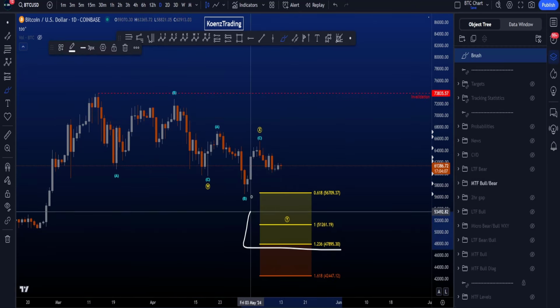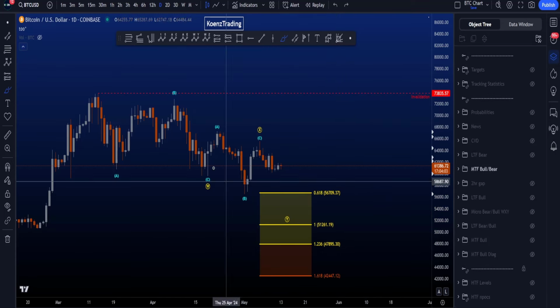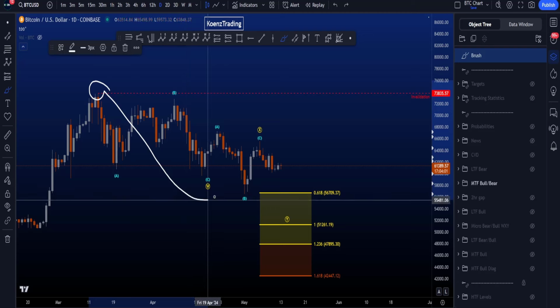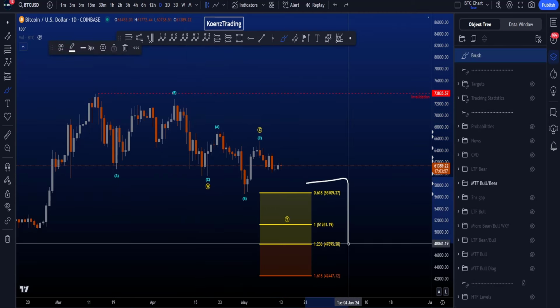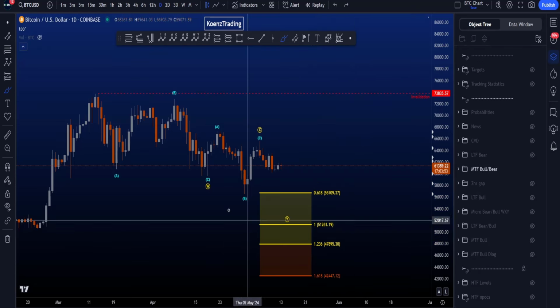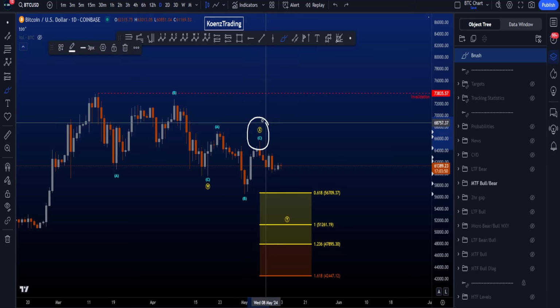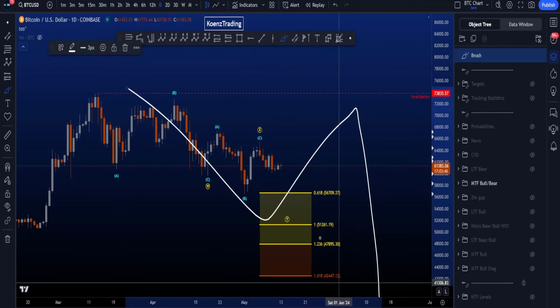Common target area for your wave Y is the yellow box here, 0.618 to the 1.236 trend-based wave extension from the start of W to the end of wave X, giving you a target area between 56.7k and 47.8k.